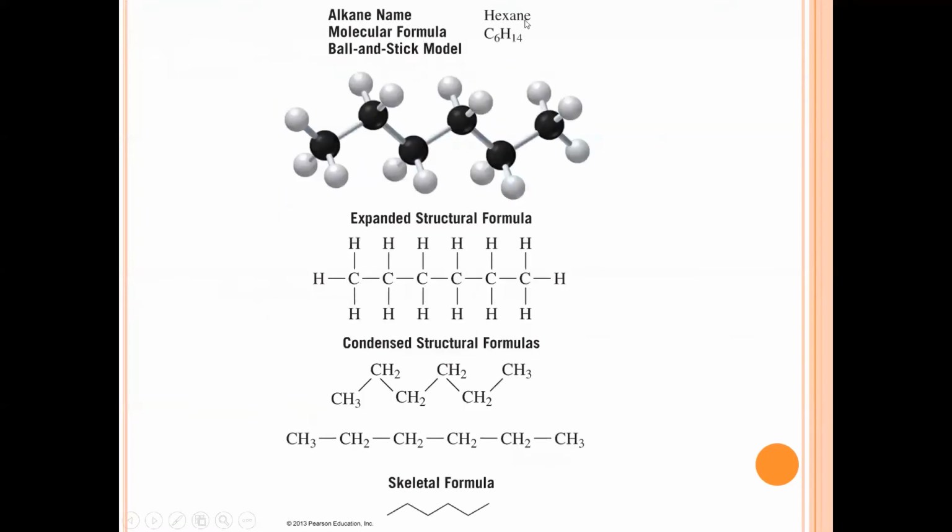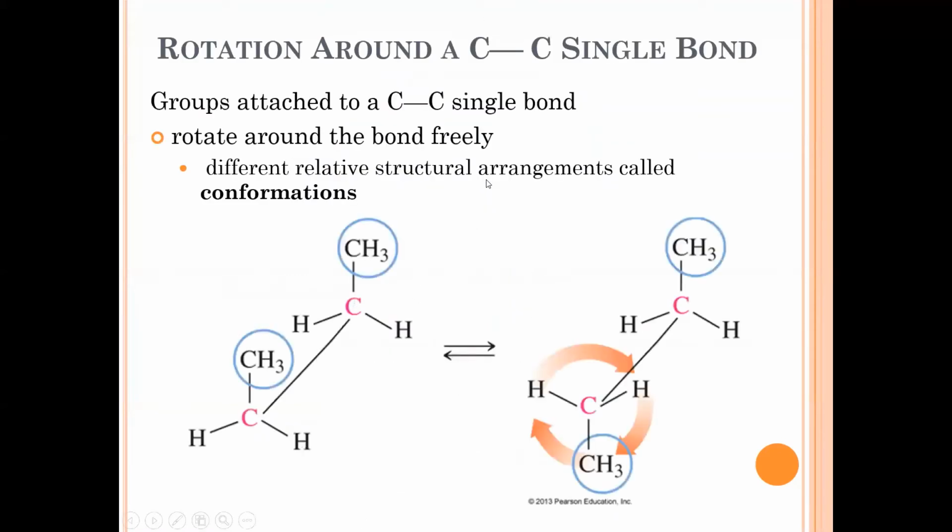So again, here we go. This is a ball and stick molecule, expanded, condensed, and then skeletal, back and forth. What's really neat is that we can actually rotate around these carbon bonds. And so the groups that are attached to a carbon-carbon single bond can actually spin and move, and they can move freely. There's nothing that's stuck in place, holding it in place. We can kind of rotate it around like it's a little wheel.